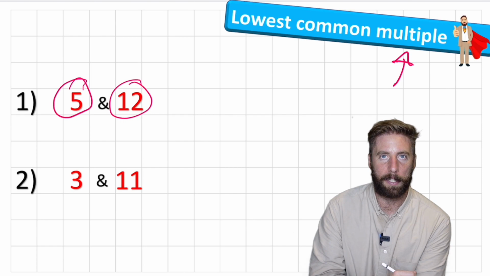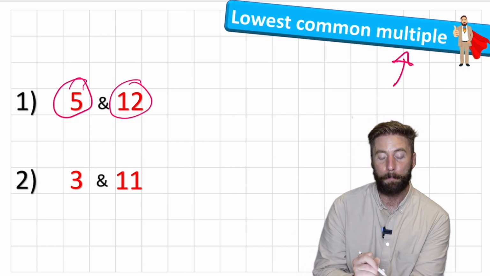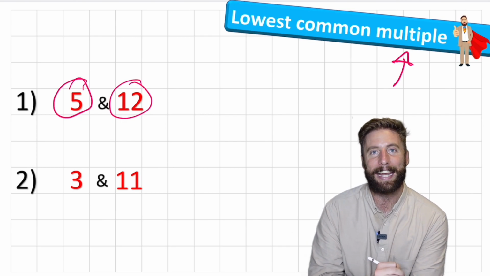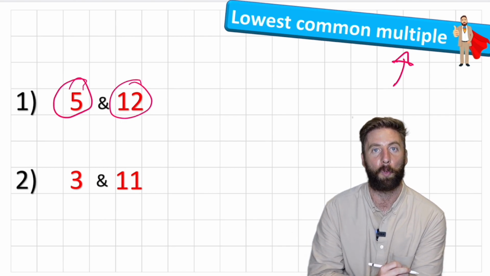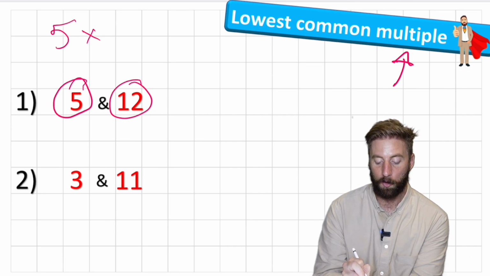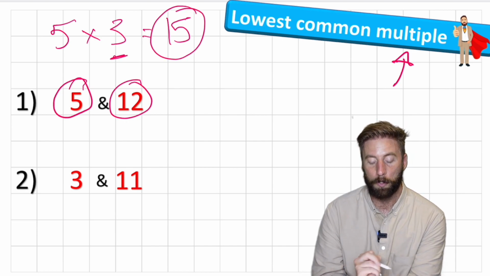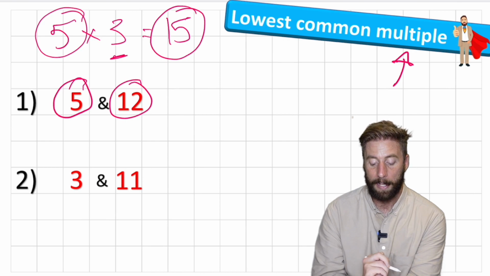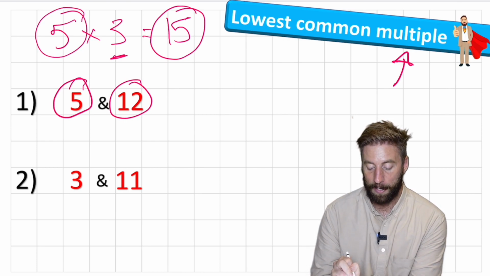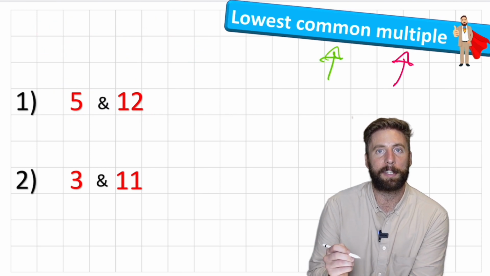Or a fancy way to think about it is a multiple is the product of our number multiplied by any integer, an integer being a whole number. So for example, 5 times 3 equals 15. 15 is the product, 3 was the integer we multiplied our number by, and therefore 15 is a multiple of 5. Okay? Common just means the same, together.